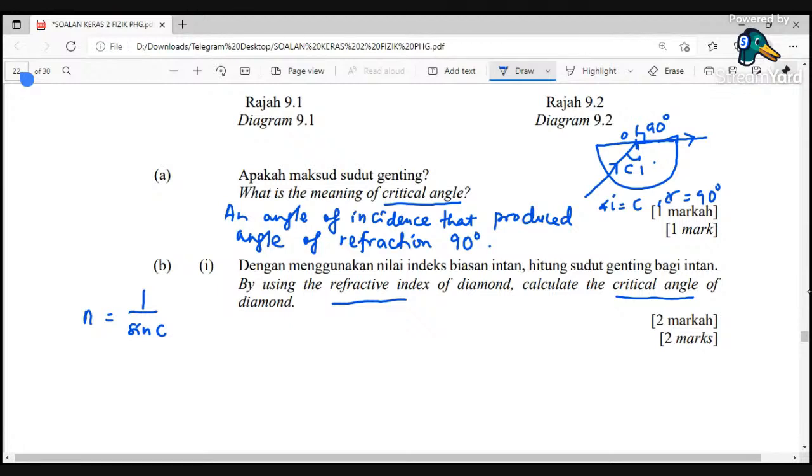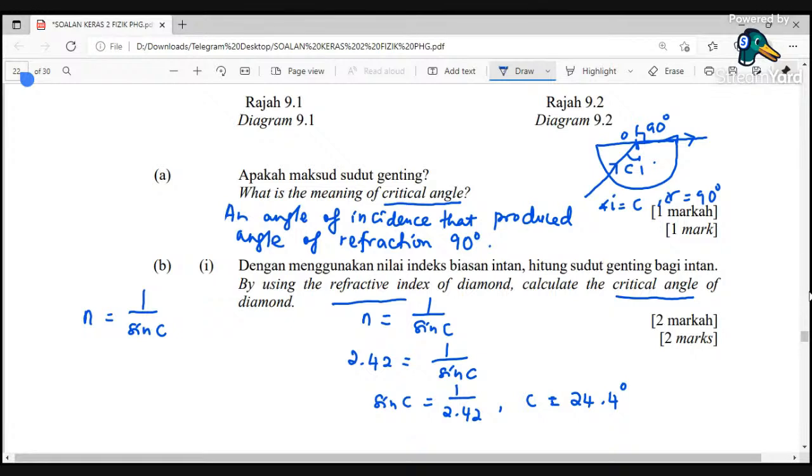Okay, so for diamond ialah 2.42. 2.42 gantikan 1 over sin C. So kita boleh cari C kan. Sin C sama dengan 1 over 2.42. So we can calculate for C. So we get C is about 24.4 degrees. So ini value for diamond in time, critical angle dia.